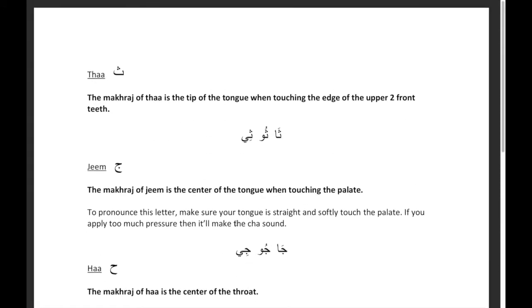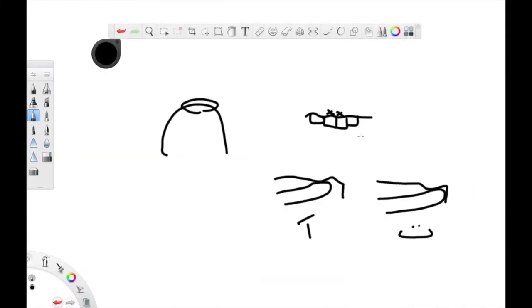Okay, next is tha. The makhraj of tha is the tip of the tongue when touching the edge of the upper two front teeth. So let's go to our drawing. The tip of the tongue remains the same, however, for ta it was the roots, for tha it's the tip or the edge of the teeth right here.